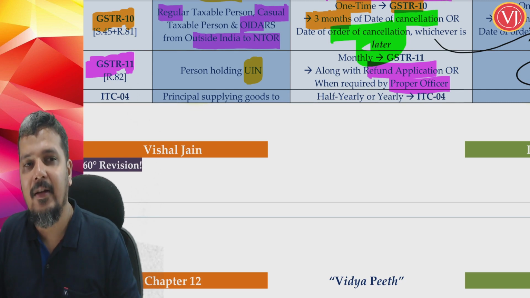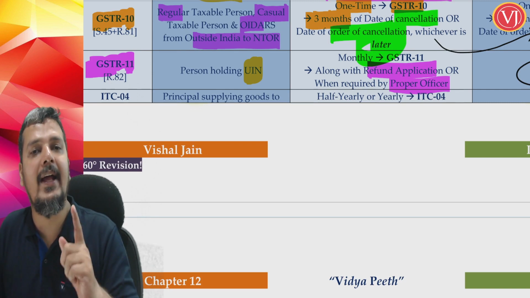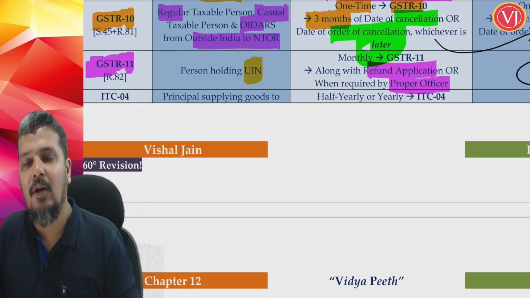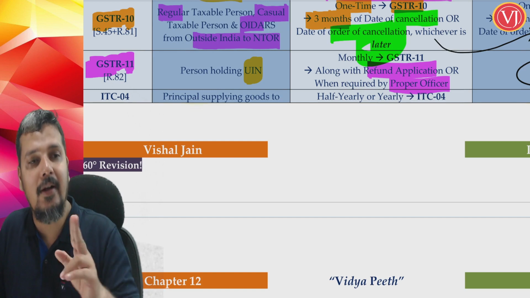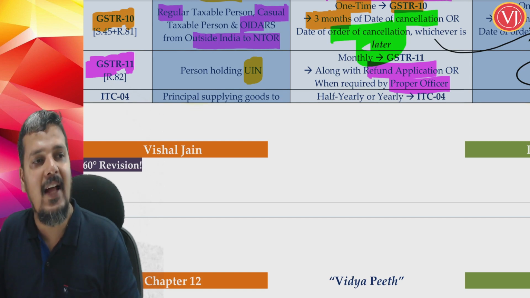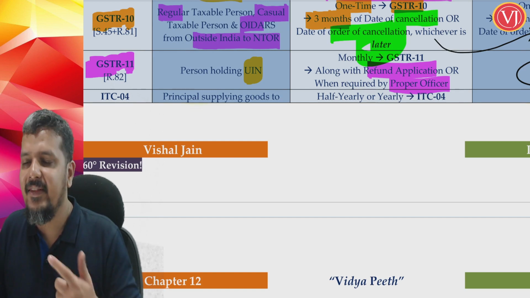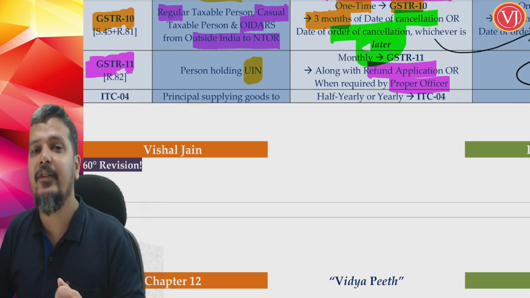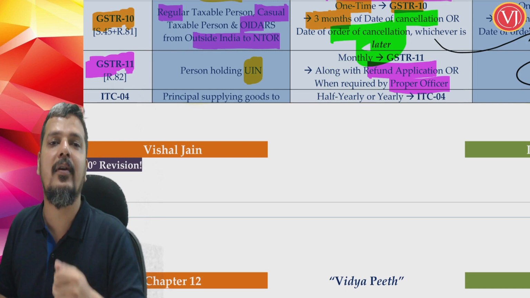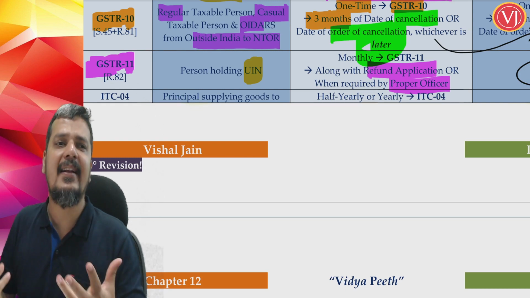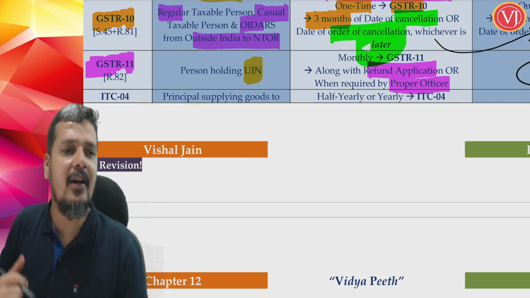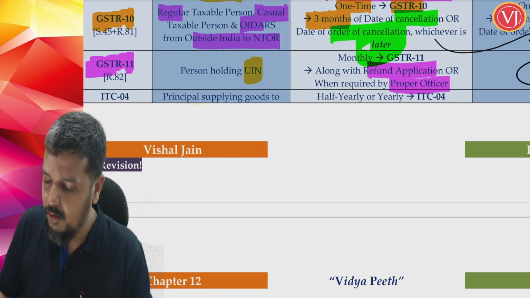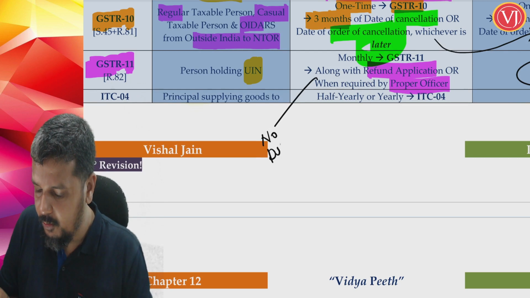GSTR 11 is for a person holding a Unique Identification Number. Will they ever make any payment? No. What will they do? They will always ask for refund. When is GSTR 11 going to be filed? There is no due date for GSTR 11. Whenever these persons are claiming refund, they have to file GSTR 11, or at times it will be asked for by the proper officer. So there is no due date.